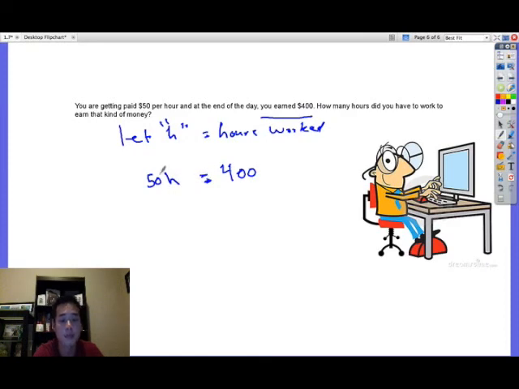And look at my setup. I have 50 multiplied by the number of hours, so $50 times the number of hours will equal $400 that I made at the end of the day. This is a multiplication problem, so in order to isolate h, I'm going to have to do the inverse operation, which is divide both sides by 50. This quickly cancels out that side, and I have h is equal to, well, I know that 400 divided by 50, these two first zeros cancel out, and what's left is 40 divided by 5, which is 8.